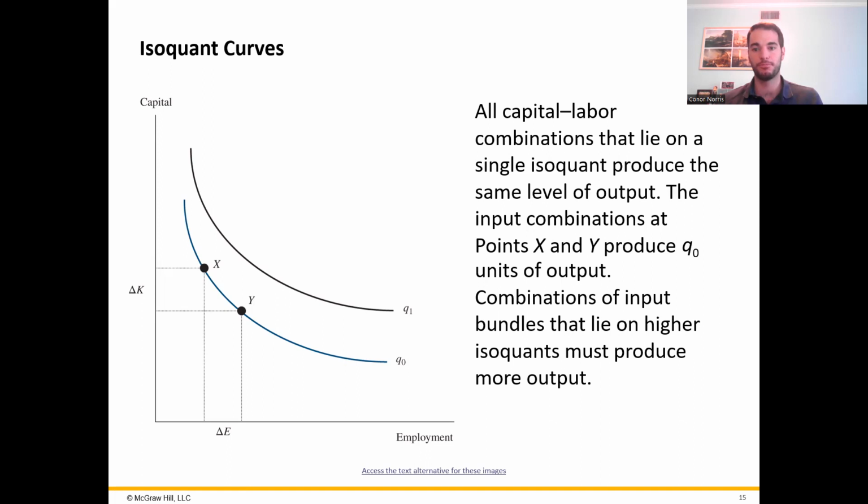Now, isoquants have four familiar properties, which are just like indifference curves. They're downward sloping, they don't intersect. Higher isoquants are associated with higher levels of output, and they're convex to the origin. These are just like the characteristics of indifference curves.